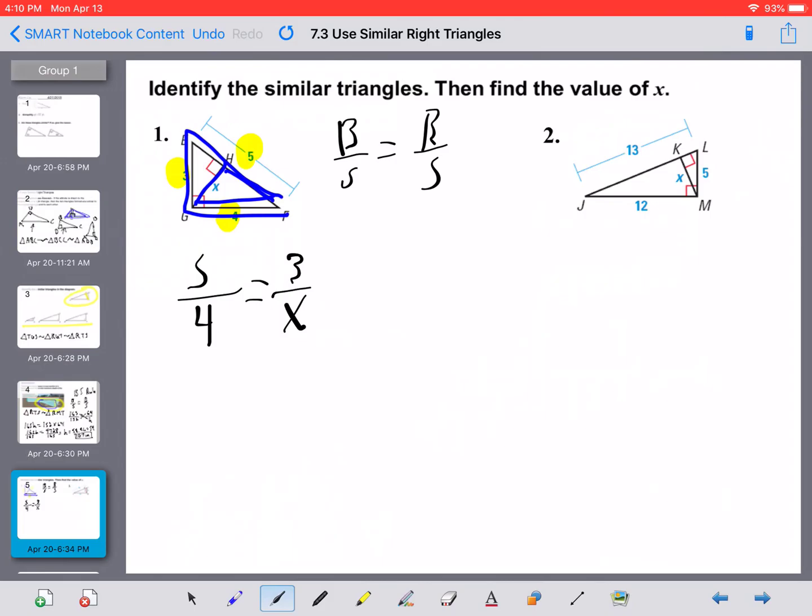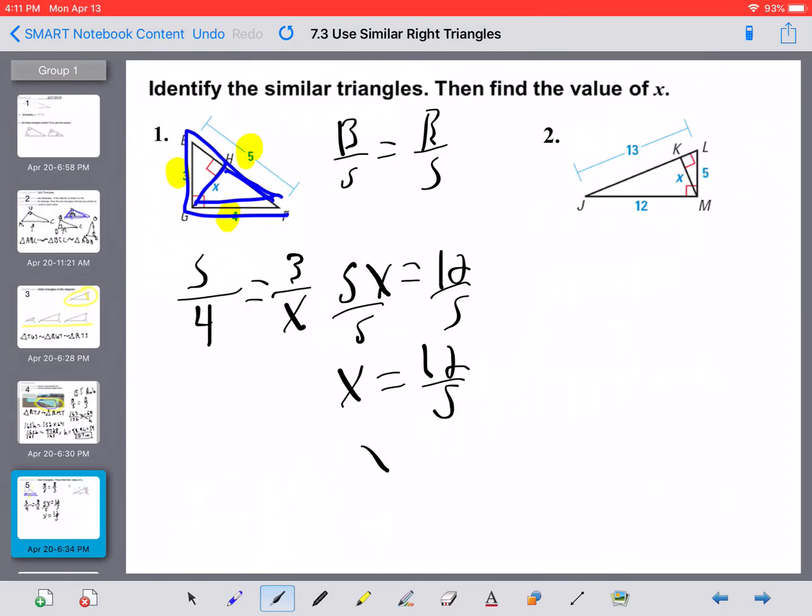When I set this up, all I have to do is solve for x by cross multiplying. I get 5x equals 4 times 3, which is 12. Now, to solve for x, I just divide both sides by 5, and I get x equals 12 over 5, or x equals 2.4. That would be your answer.